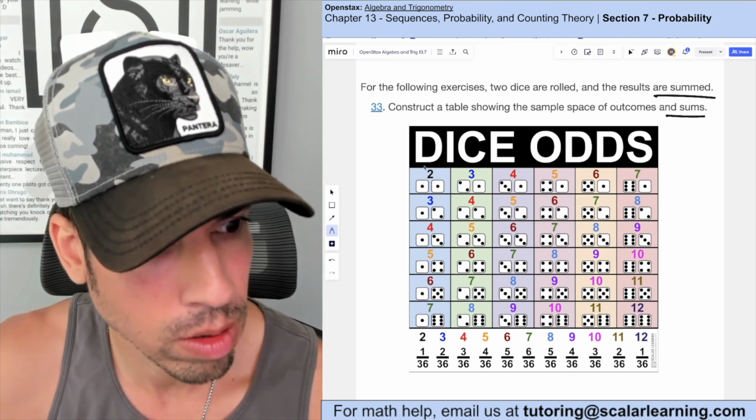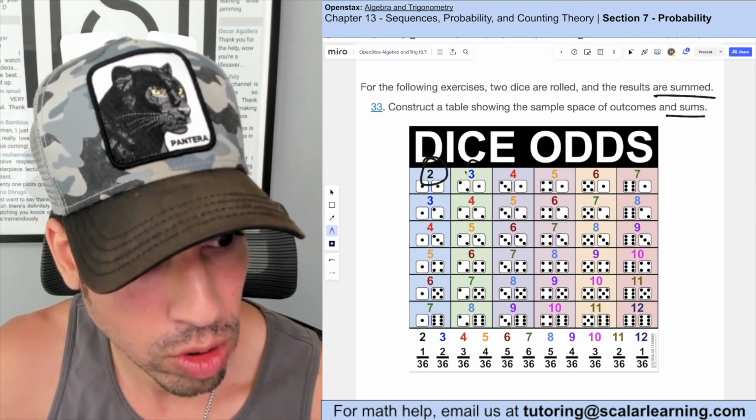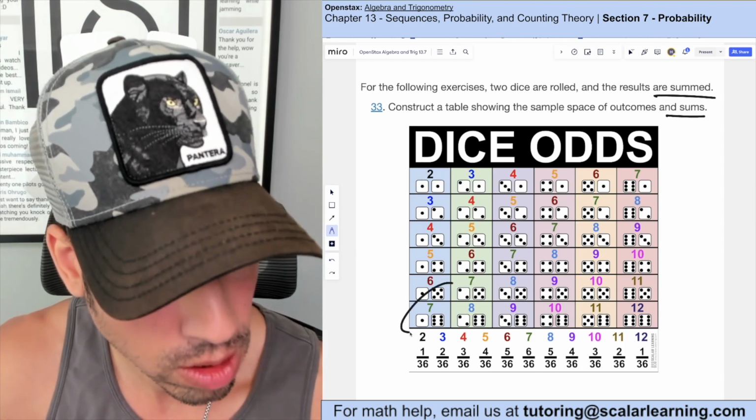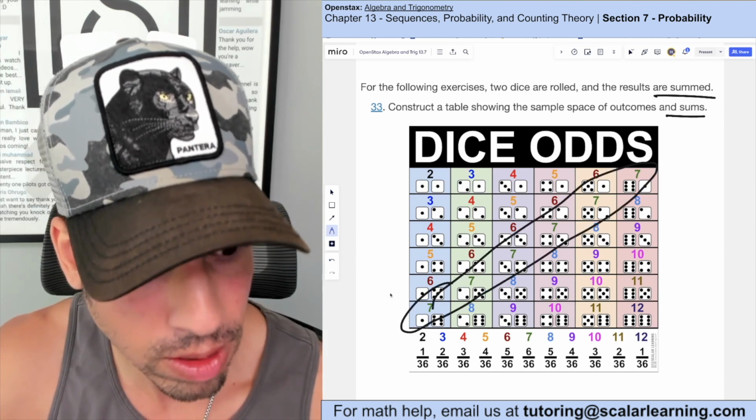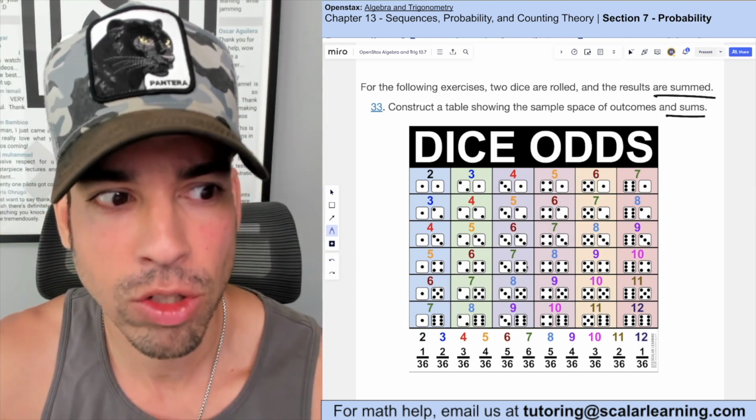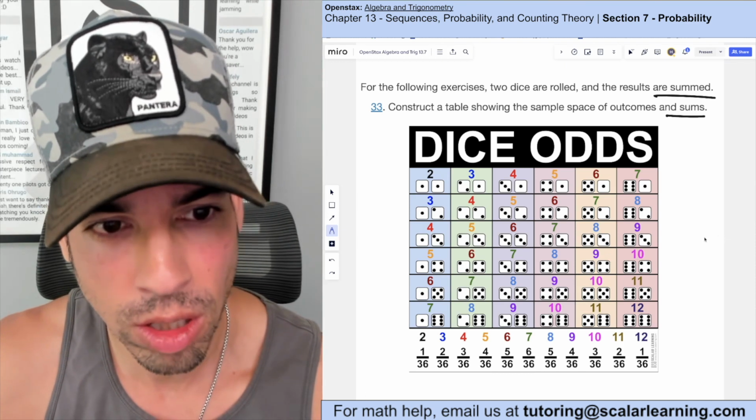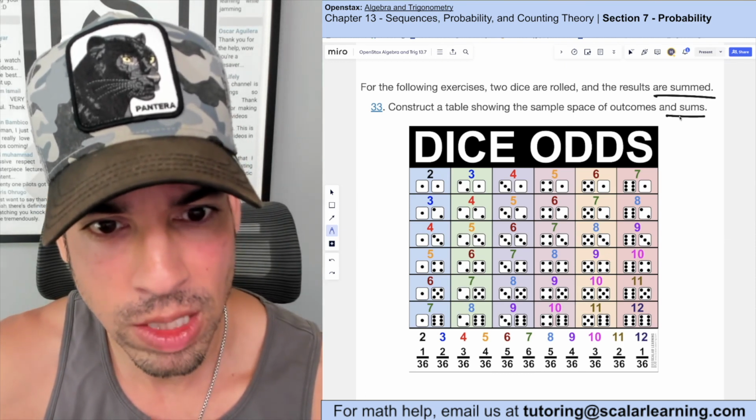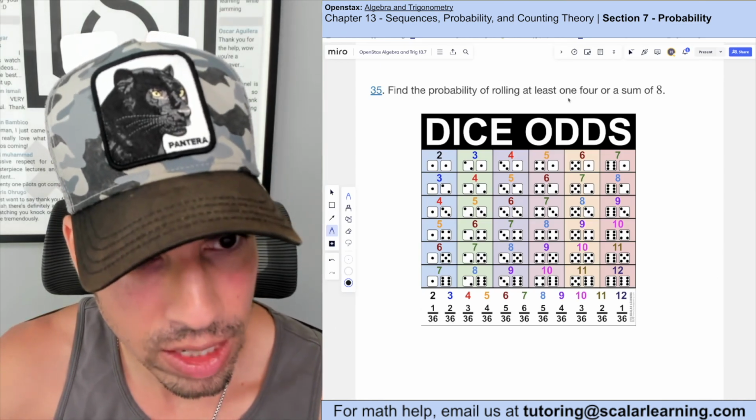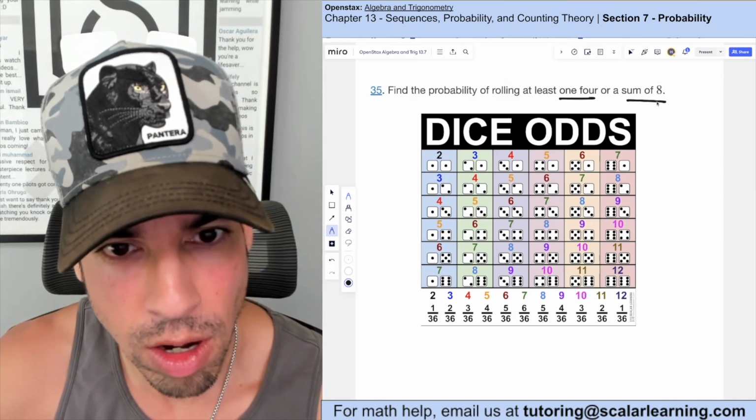And here are all the sums, right? We get 1 and 1, that gives us 2, that gives us 3, that gives us 11. A couple things that are interesting to note. The sum that is most common is 7, right? There are 6 ways to get a 7, and then it goes down from there. So anyways, that's what the table would look like. This would be the sample space of outcomes and sums. Boom, done.